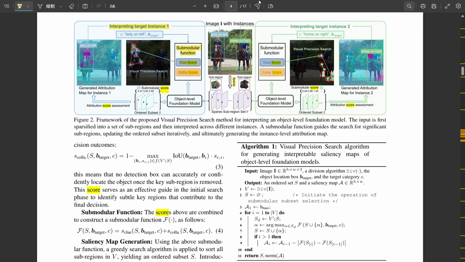So to wrap up this deep dive, visual precision search offers this really powerful, theoretically grounded new way to peer inside complex object-level foundation models like Grounding DINO and Florence-2. It moves past the limitations of older methods by being gradient-free and operating with precision on image subregions. Its core academic innovation lies in the clever design of that novel submodular function with its unique clue and collaboration scores, which captures a sophisticated definition of importance and allows an efficient, theoretically backed search.